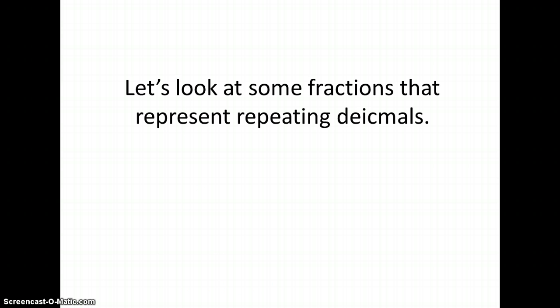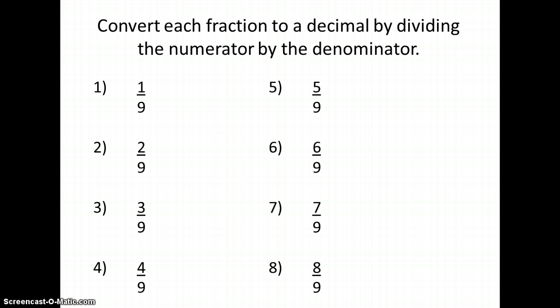Let's look at some fractions that represent repeating decimals. If I wanted to convert each of these fractions to a decimal, I would do that by dividing the numerator by the denominator. So I would punch into my calculator 1 divided by 9, or if I were doing it using long division, I would put the 1 in the garage and the 9 outside. Let's take a look at what these fractions are when I convert them by dividing the numerator by the denominator.